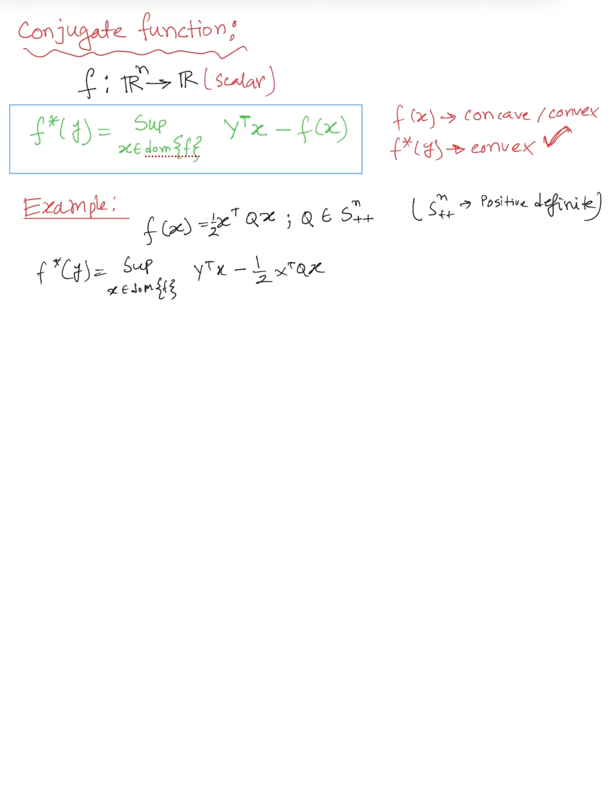All right. So now let's take the gradient of this portion, y transpose x minus half of x transpose Qx, and set it to 0. The gradient for the first portion is y, because the gradient is always a column vector, and y is already a column vector.